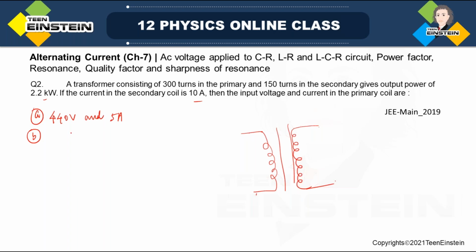Then 220 volt, 20 ampere. This is 20 ampere. Option C is 220 volt and this is 10 ampere.